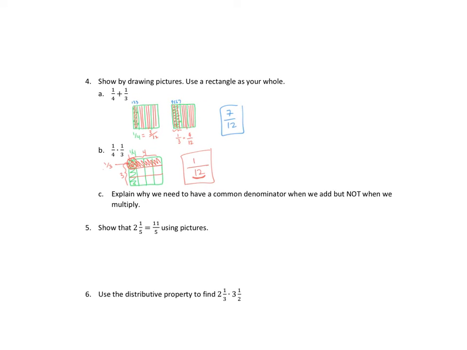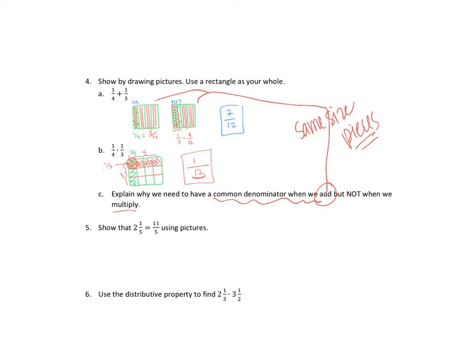So again, a reminder about why we need to have a common denominator when we add is because we must have the same size pieces, because we're adding those parts together. When we multiply, we're just taking a portion of something that already exists. So you can see up here, there was no need for our denominator to be the same because you're just taking a portion of some other part.